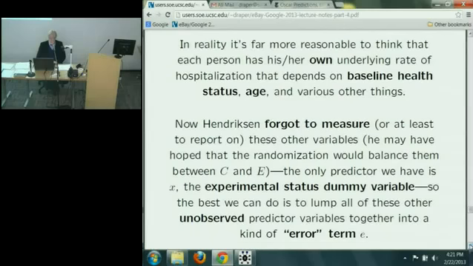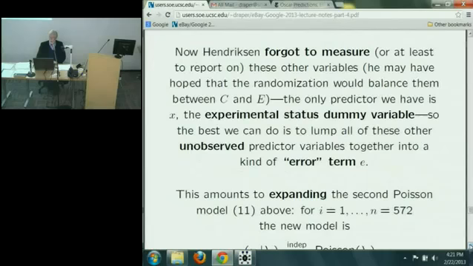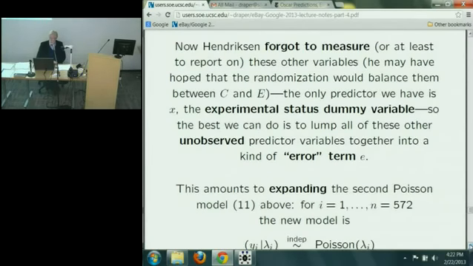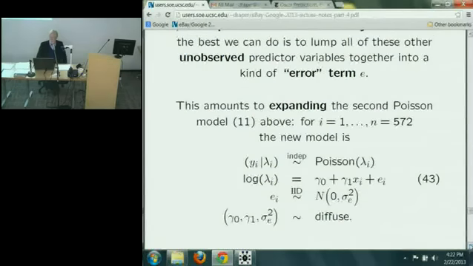Now, Dr. Hendrickson forgot to measure or at least to report on these other variables. He may have hoped that the randomization would balance them between control and experimental groups. The only predictor we have is little x, the experimental status indicator or dummy variable. So the best we can do is to lump all of these other unobserved predictor variables together into a kind of error term E. And this amounts to expanding the second Poisson model, the multiplicative model we had before.